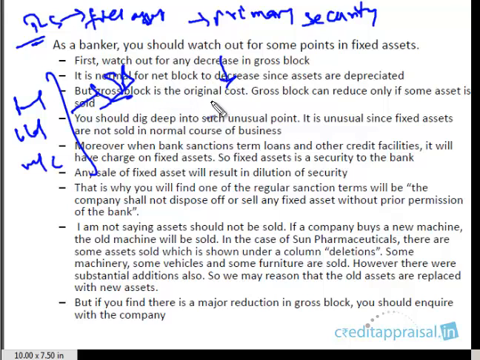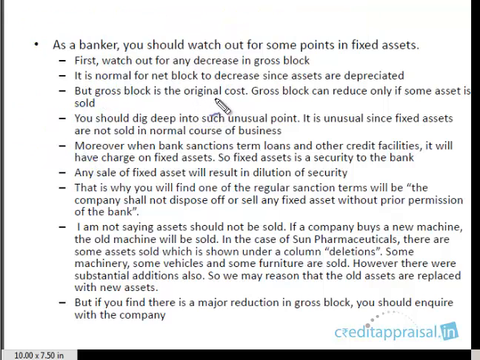So if the gross block comes down, it's a very serious issue. What it means is the company has sold off assets. This should make your heart skip a beat or two. Without the bank's permission, without the bank's knowledge, it cannot sell off the assets. That's a very serious issue, and that's why gross block will not decrease.